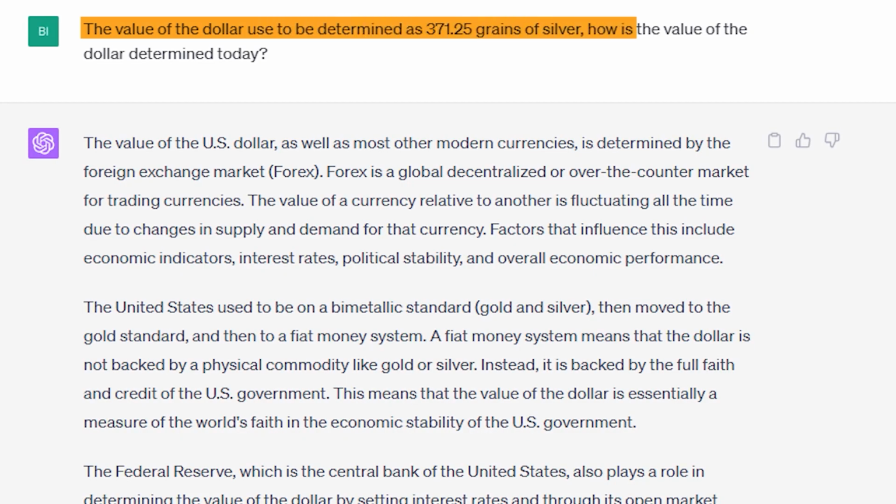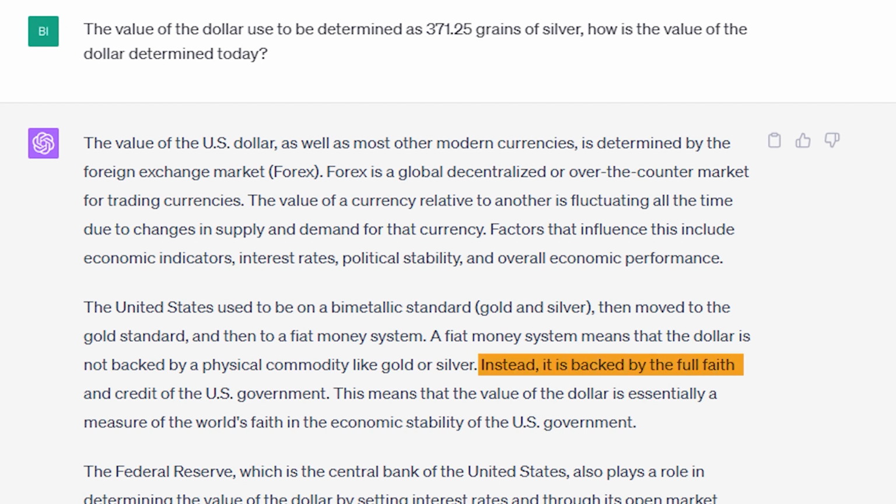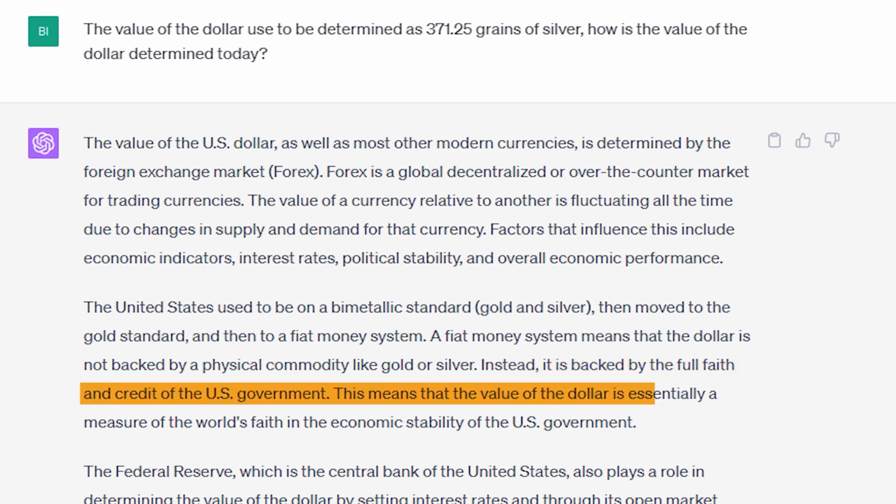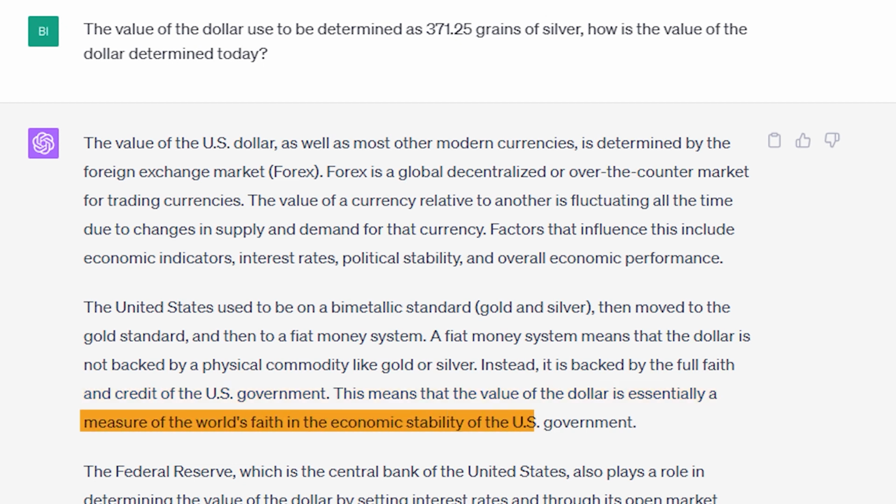Of course, I wasn't pleased with that answer, so I dug deeper. I said, the value of the dollar used to be determined at 371.25 grains of silver. How is the value of the dollar determined today? ChatGPT gave me a 3-paragraph answer, which you can see, but I want to focus on the part where it says it, being the dollar, is backed by the full faith and credit of the US government. This means that the value of the dollar is essentially a measure of the world's faith in the economic stability of the US government. Now we are getting somewhere.